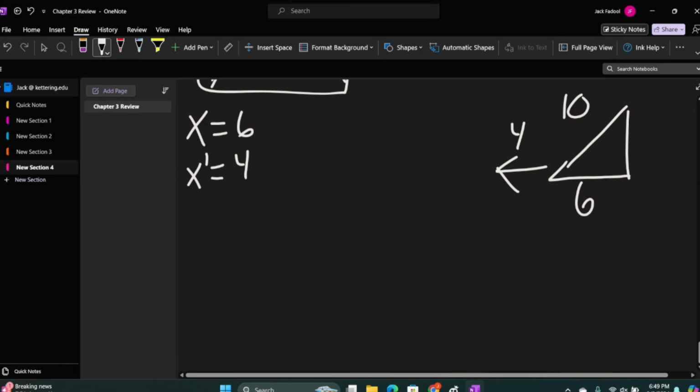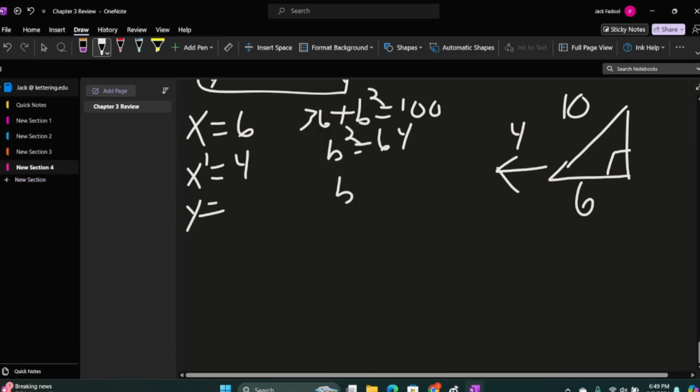And since this is a right triangle, we can use Pythagorean theorem to find out what y is. So it's a squared plus b squared equals c squared. 36 plus b squared equals 100. B squared equals 64. B equals 8. Okay, and then all we're looking for is y prime.